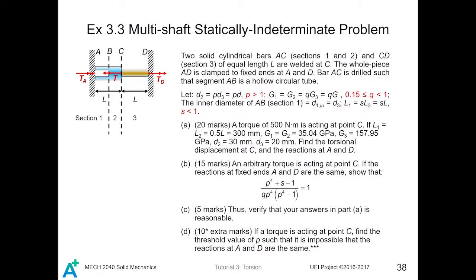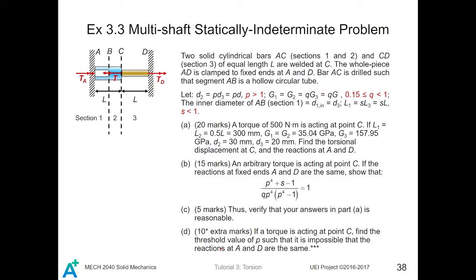Now let's talk about a statically indeterminate problem. I designed it myself and hope you enjoy it. Two solid cylindrical bars AC and CD of equal length L are welded at C. That is, for AC, its length is L. For CD, its length is also L.